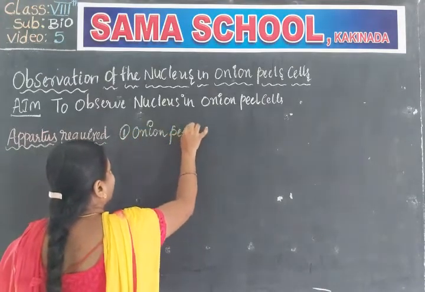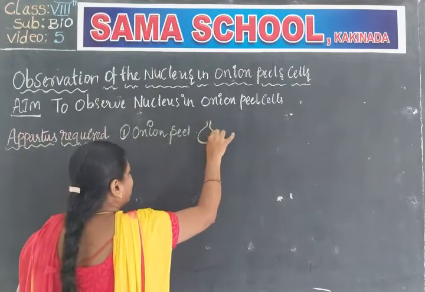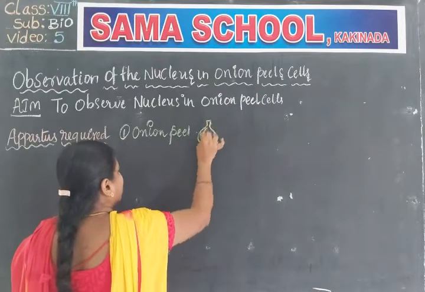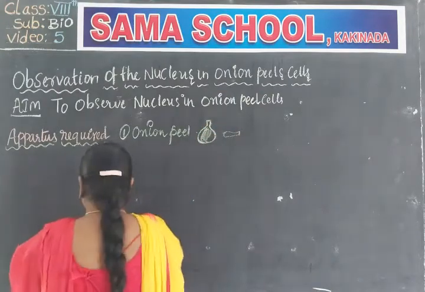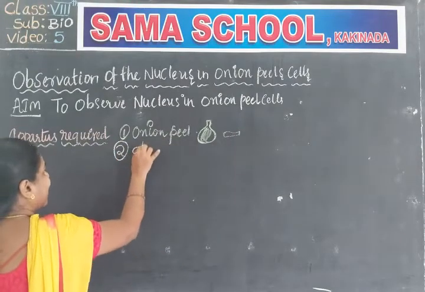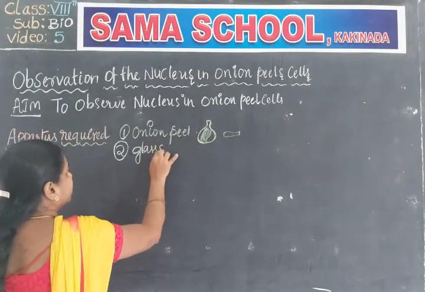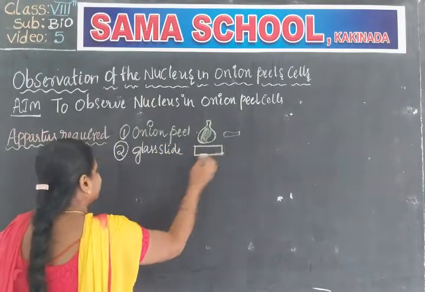So this is the onion peel. Draw, please, everyone. So I am taking an onion peel. We need a glass slide. So I am drawing a diagram of the glass slide.